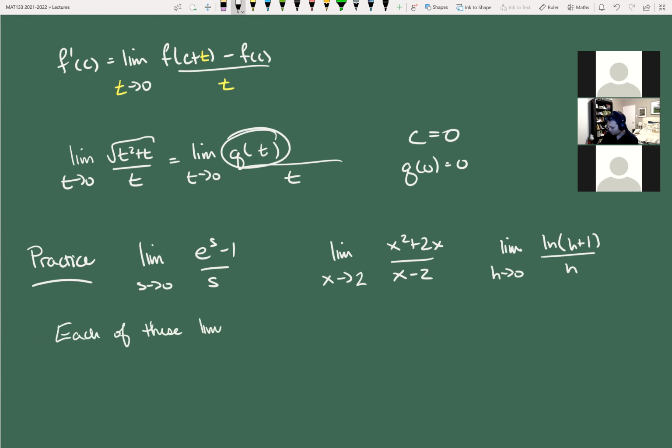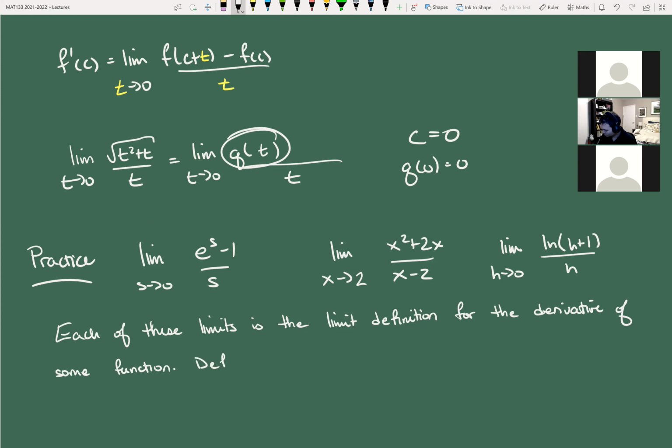Okay, so I claim each of these limits is the derivative, or is the limit definition for some derivative, for some function. So is the limit definition for the derivative of some function, right? Determine the function.